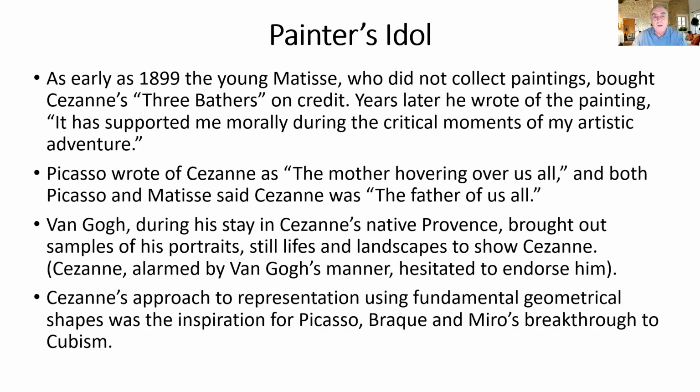Nonetheless, he was a great idol to many painters. In 1899, Matisse, who didn't have a lot of money, who didn't collect paintings, had to have Cezanne's Three Bathers. He borrowed money to buy it. It took him a number of years to pay off the debt. He kept the painting with him all his life. Decades later, he said, "It supported me morally during the critical moments of my artistic adventure." And he said other things about this painting as well. So the Cezanne piece, a talisman for Matisse. Picasso said Cezanne was the mother hovering over us all.